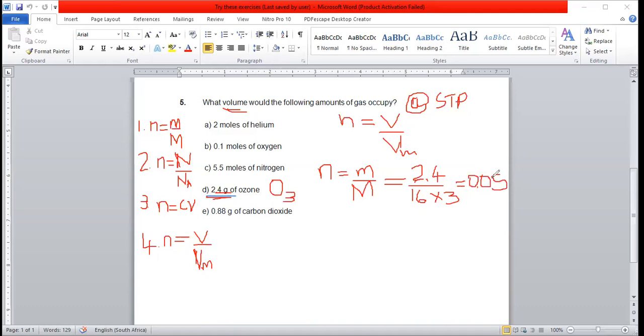These are moles. Now I've got the moles. Now I'm going to take these moles and substitute them into this equation. So I'm going to have number of moles is equal to V over Vm.